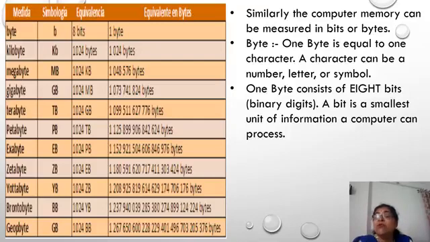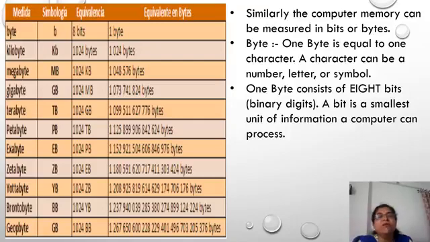One byte consists of 8 bits. What is a bit? A bit means either a 0 or 1. And 8 bits together means a combination of zeros and ones. That is called 1 byte. This 1 byte may be a character, a number or a symbol.